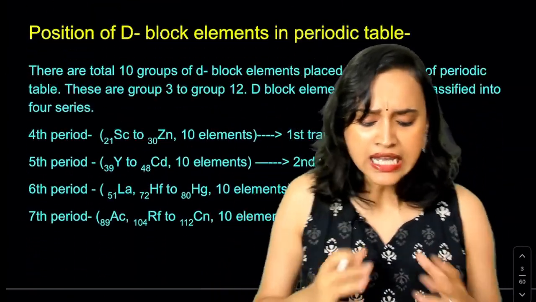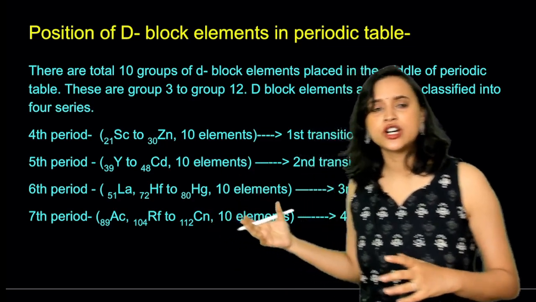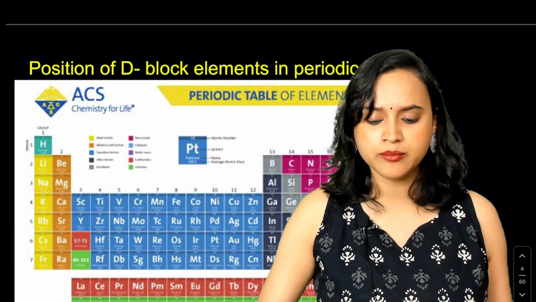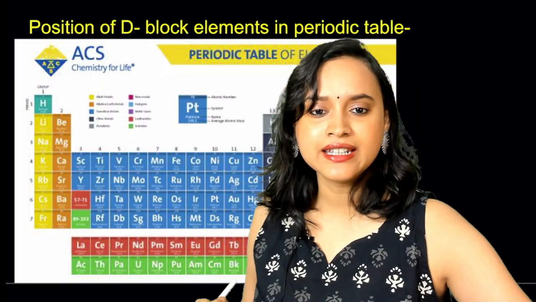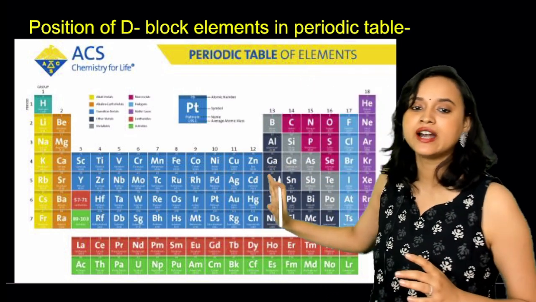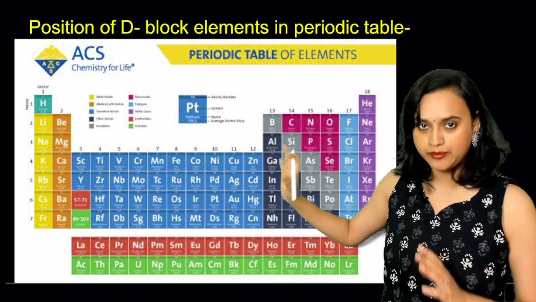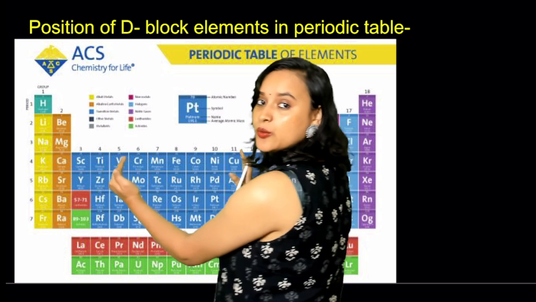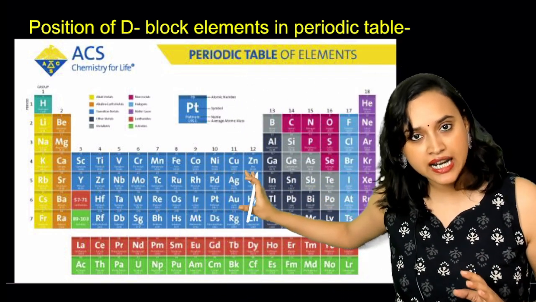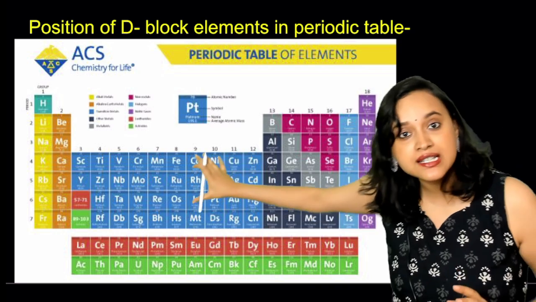Now let's understand the position of d block elements in the periodic table. If you look at the periodic table, right in the middle, this blue colored part is your d block elements. This is the part where they are present. Do you understand this much? All right, everybody, this is the position.